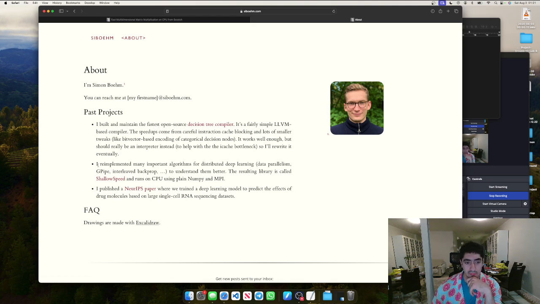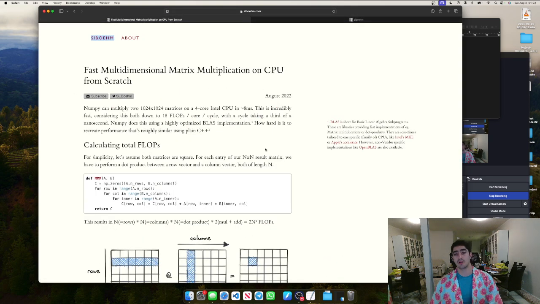Alright, I implemented many important algorithms for distributed deep learning, data parallelism, GPipe, interleaved backprop. To understand them better, the resulting library is called shallow speed and runs on CPU using plain NumPy and MPI. I published a NeurIPS paper where we train a deep learning model to predict the effects of drug molecules based on large single cell RNA sequencing datasets. Alright, he knows what he's talking about, so I guess this article is a good article.